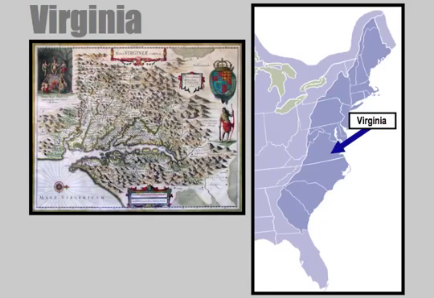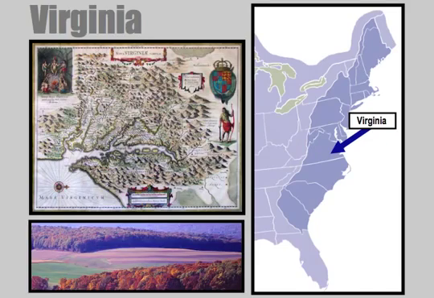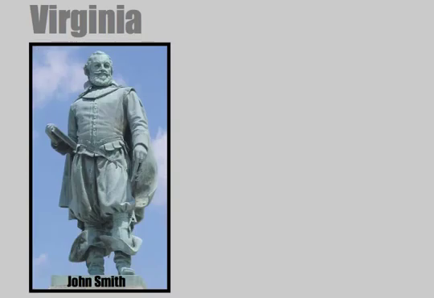Now, you are likely already familiar with the story of the very first settlement in Virginia, which is also England's first permanent settlement in the New World. I'm talking, of course, about Jamestown. And the story of Jamestown has to do with a man named John Smith.